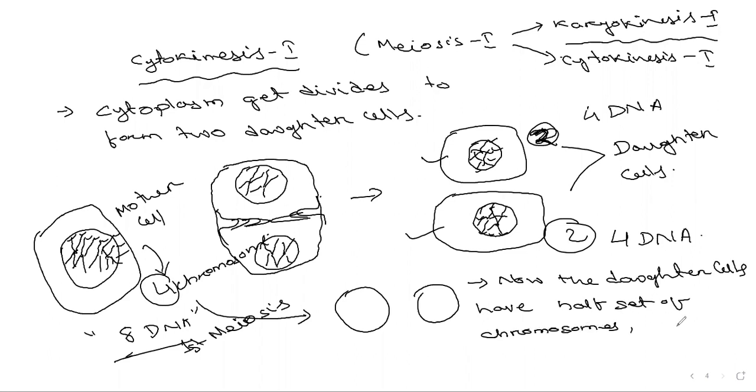So this meiosis 1 is called reductional division. Then after that, they will come to the next phase, your meiosis 2. But before meiosis 2, they go for interkinesis. Suppose these two are the daughter cells.